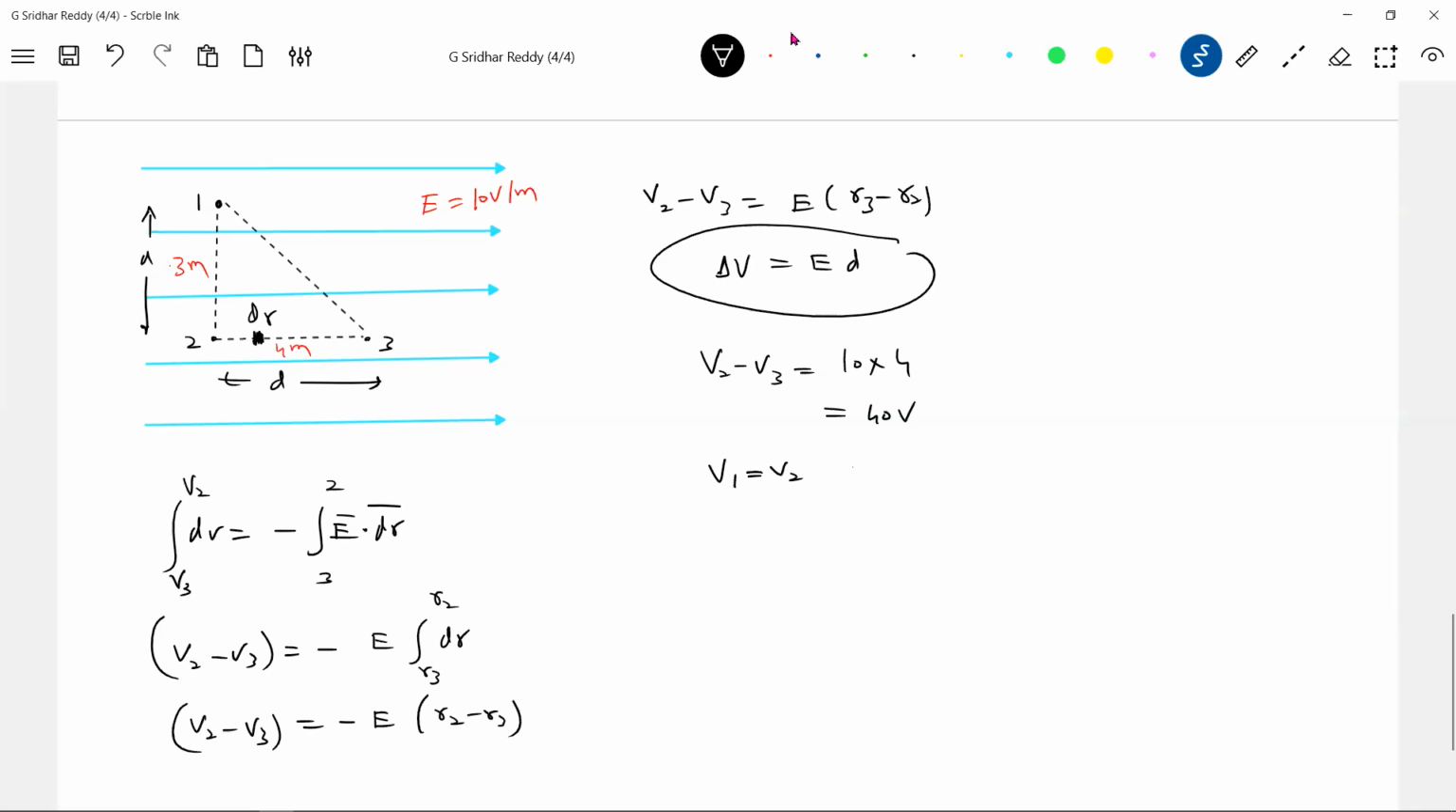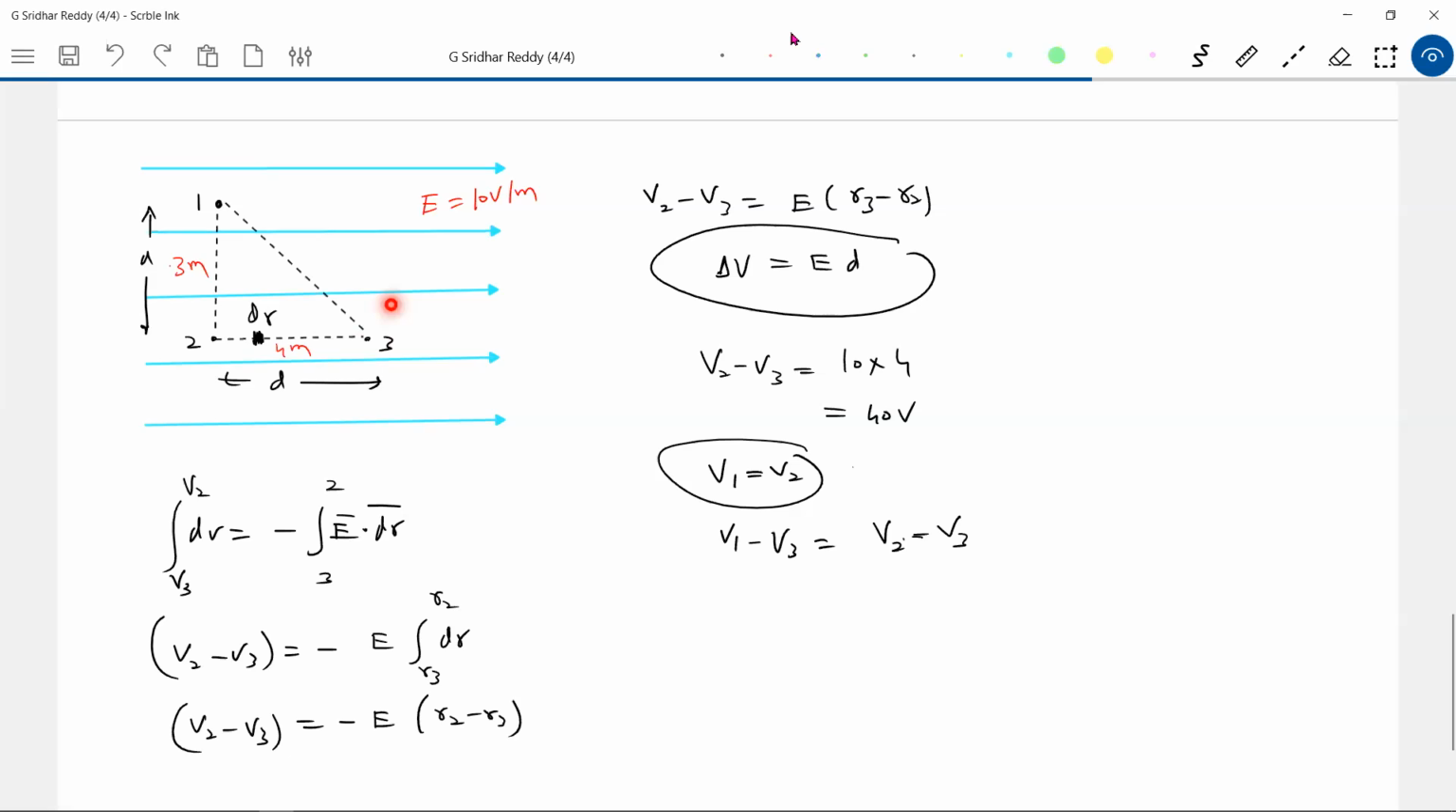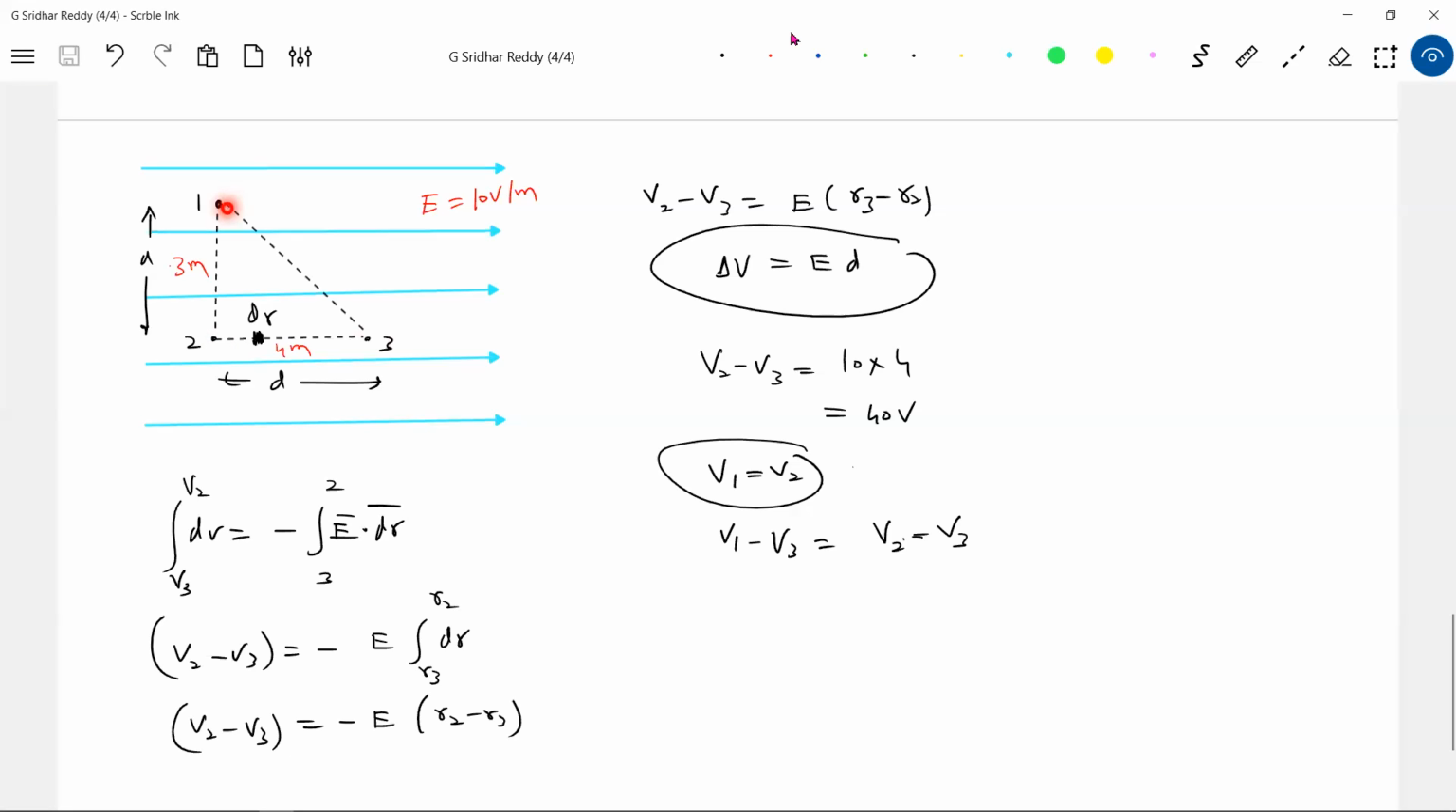Now I want the potential difference between 1 and 3 also. Since V1 equals V2, the potential difference between 1 and 3 should again be equal to V23 only. Any reason? Because the potential at 1 is equal to 2. What you calculate as the potential difference between 2 and 3 should also be equal to that between 1 and 3. Because it's a conservative field, no? And moreover, the potential at 1 is equal to the potential at 2. So V1 minus V3 should be equal to V2 minus V3.